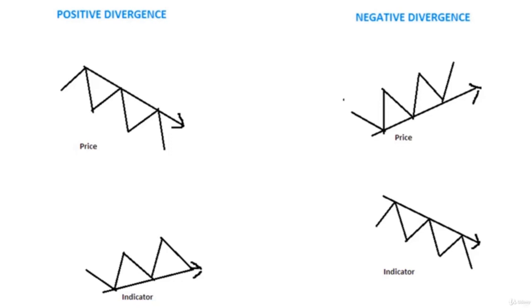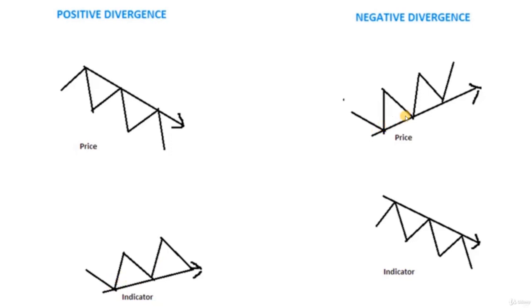So let's understand what divergence is and how to spot it in an uptrend or downtrend. If prices make lower lows and go in a downward direction, but the indicator fails to do so and goes in an upward direction, then it is known as a positive divergence or a bullish divergence. Prices are going down but the indicator is going up, so the indicator is giving us a bullish signal. Here we get a signal of an uptrend.